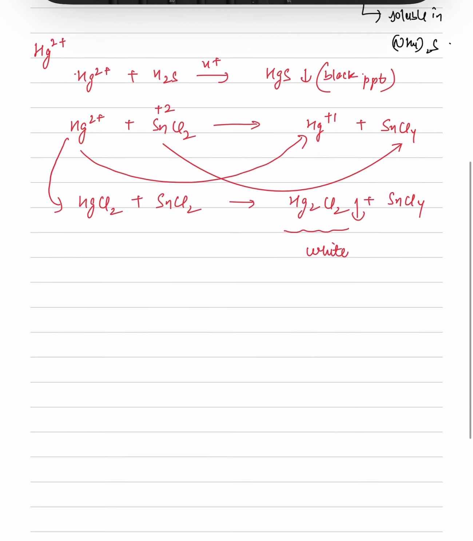Now what will happen? Whatever Hg2Cl2 is produced, as I have told you, SnCl2 is a good reducing agent, so it will reduce the +1 oxidation state of the mercurous ion further to the 0 oxidation state. It will form Hg plus SnCl4. It is again a precipitate, in the form of black color.